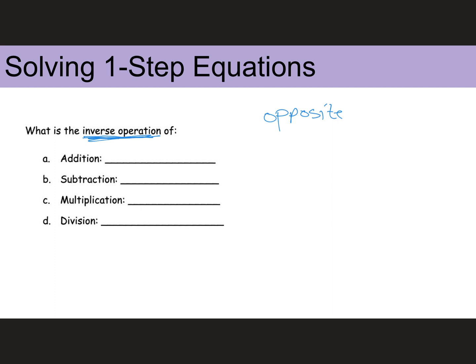So what is the opposite operation of addition? Subtraction. That means if I add 5 and I take away 5, I'm left with the same thing that I had before. They are inverse operations. Subtraction, the inverse operation is addition. For multiplication, the inverse operation is division. And for division, the inverse operation is multiplication. You can see that addition and subtraction and multiplication and division go together.